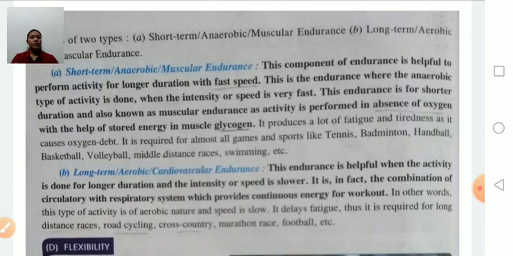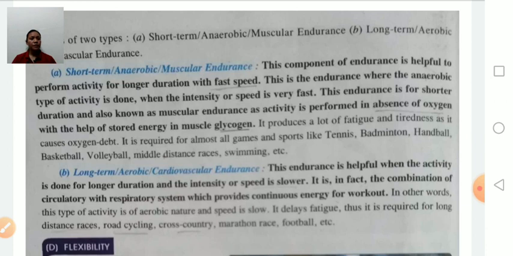Short term and anaerobic or muscular endurance. And anaerobic means in the absence of oxygen. So this endurance is helpful to perform an activity with fast speed. You have to do an activity with fast speed.